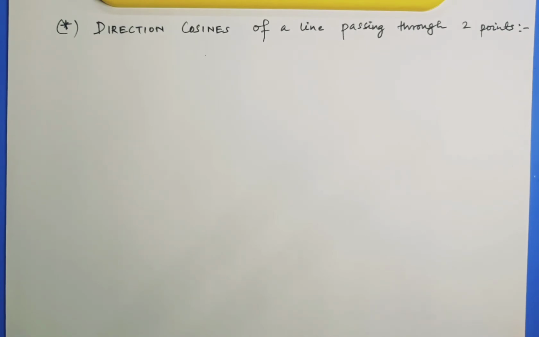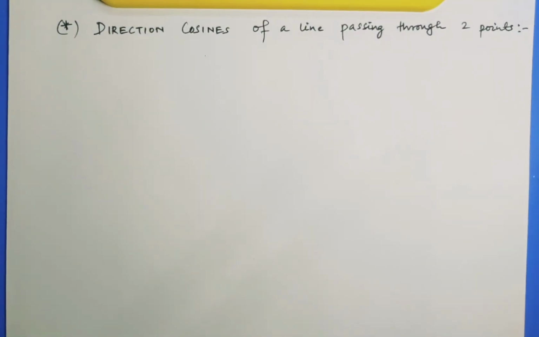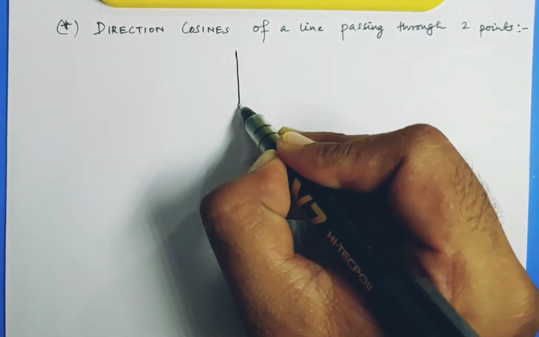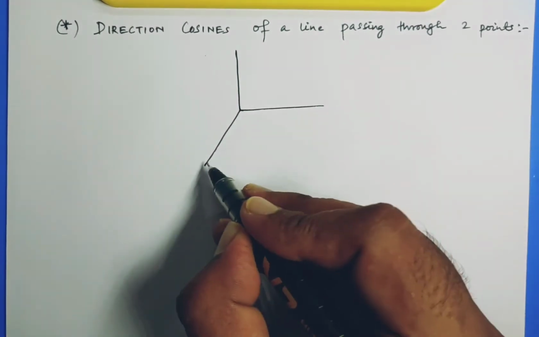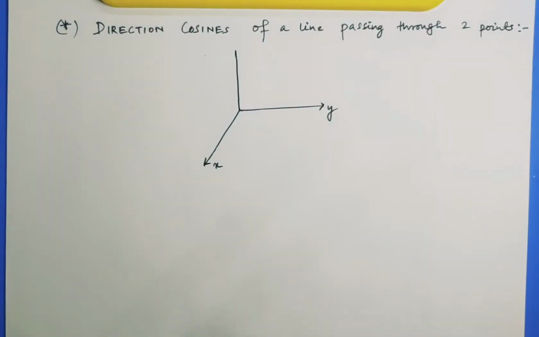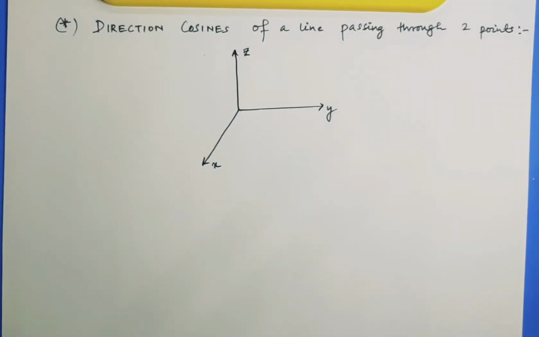So now we're going to move to our next topic. It is direction cosines of a line passing through 2 points. So let's do it. The first thing we have is, we'll draw a 3D plane like this. This is our x, this is our y, this one is our z, right?